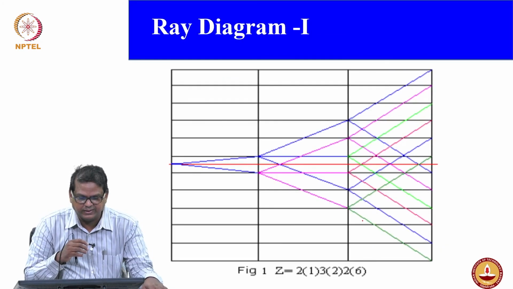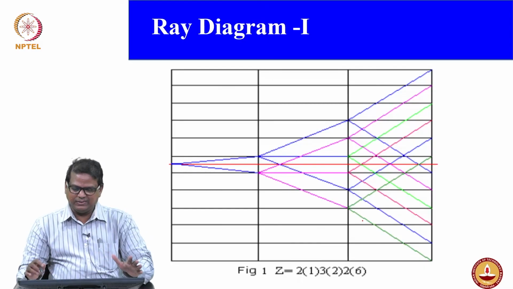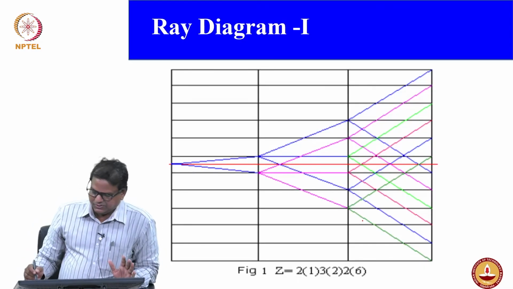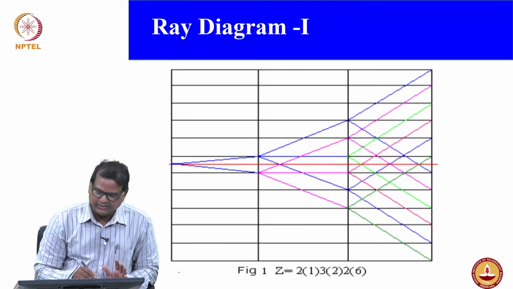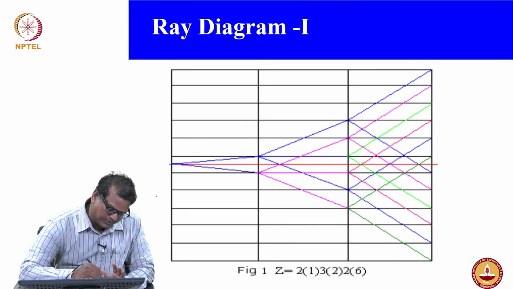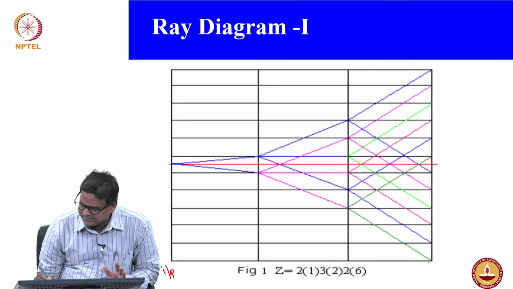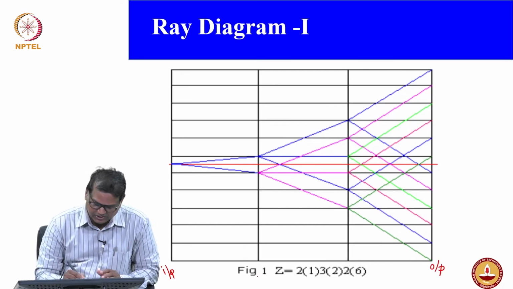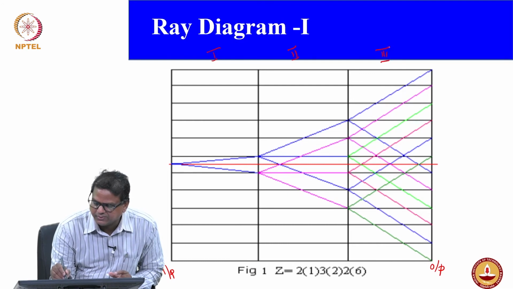You can see this ray diagram. Can you see that this is the ray diagram? The vertical axis indicates the shaft. This is the input shaft, and this is your output shaft. In between, you again have intermediate shafts. These are again shafts, the vertical lines. This is stage 1, this is stage 2, and this is stage 3.